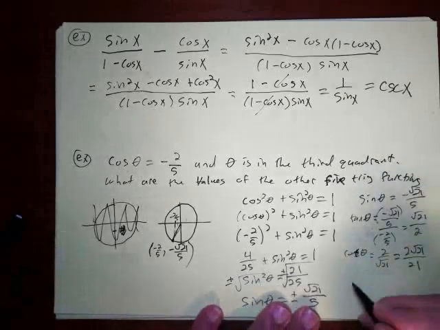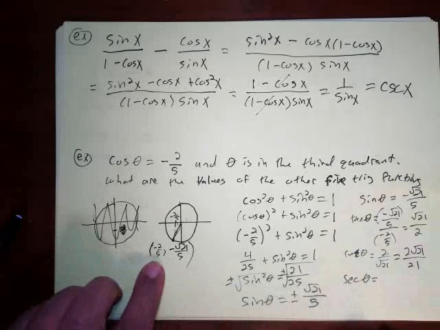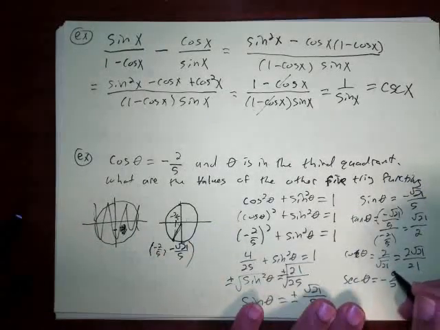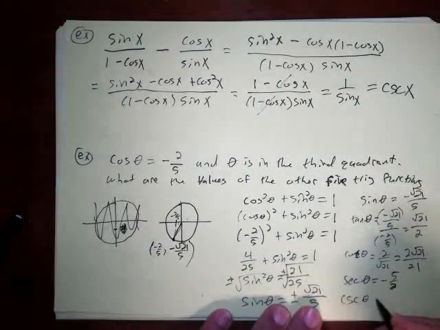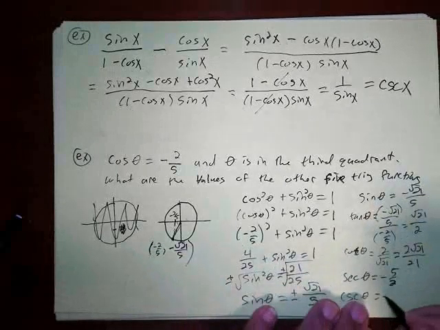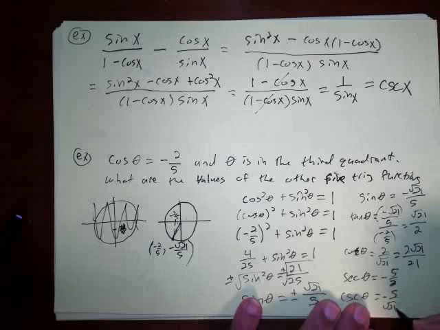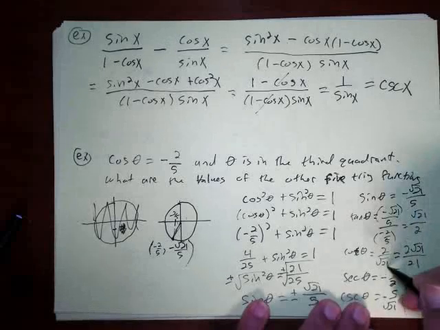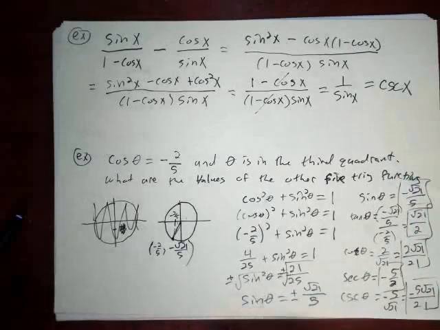Okay? The secant of theta, this is just going to be the reciprocal of negative 2/5, so it's negative 5/2. Okay, and then the cosecant of theta is the reciprocal of negative square root of 21 over 5, so it would be 5 over square root of 21, which will be negative 5 square root of 21 over 21. And so there you go. These are the other 5 trig functions.